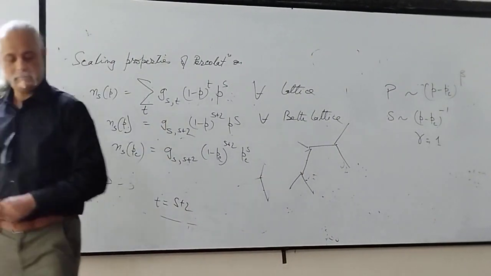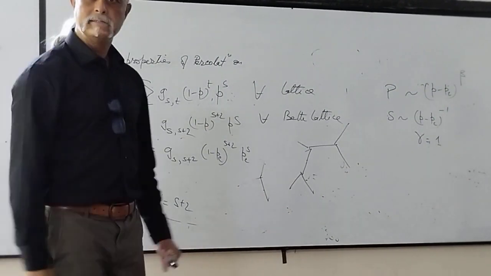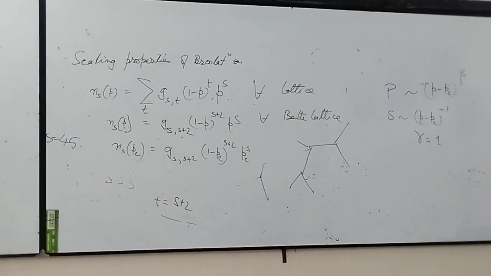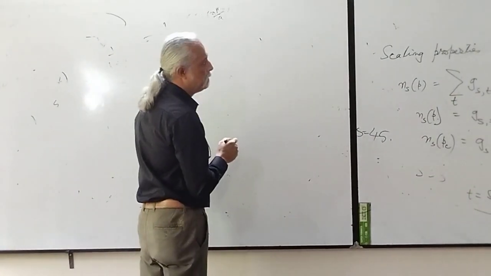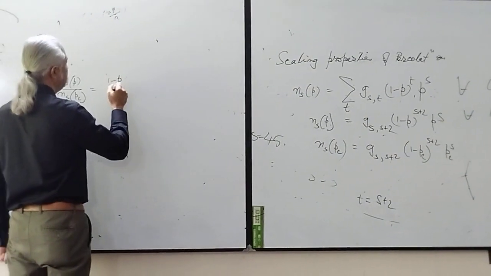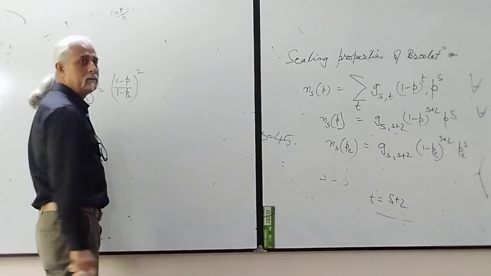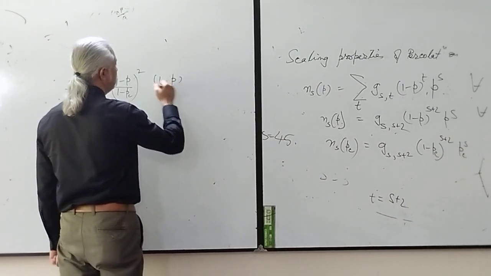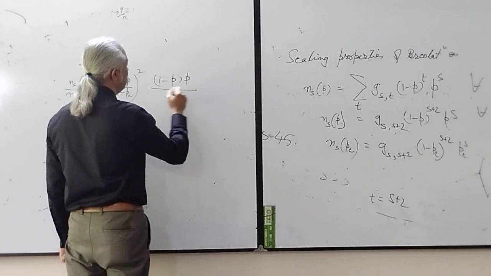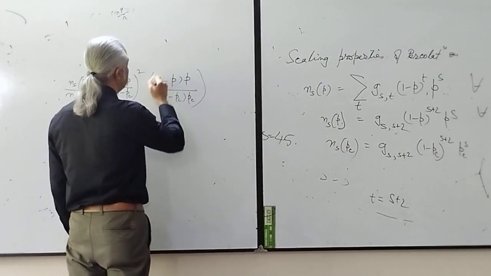So, n_s(p) divided by n_s(p_c) equal to, 1 minus p divided by 1 minus p_c to the power 2, times 1 minus p times p divided by 1 minus p_c times p_c, to the power s.